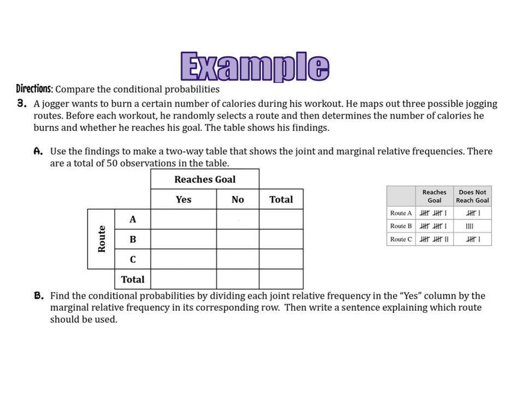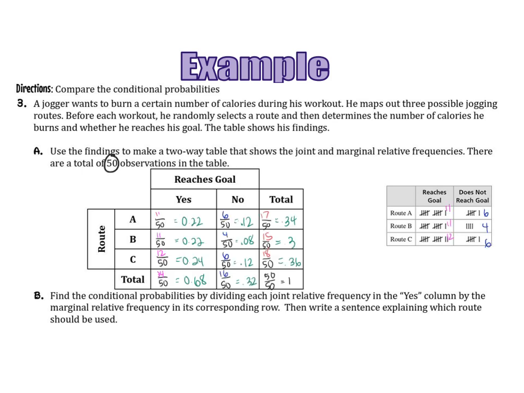So for part A, you're going to fill in the two-way table. And then for part B, you're going to find the conditional probabilities by dividing each joint relative frequency in the yes column by the marginal frequency in its corresponding row. And then you're going to draw a conclusion and write a sentence explaining which route should be used. So I'm going to encourage you to pause the video and see how far you can get on here, and then unpause the video and follow through the problem with me.